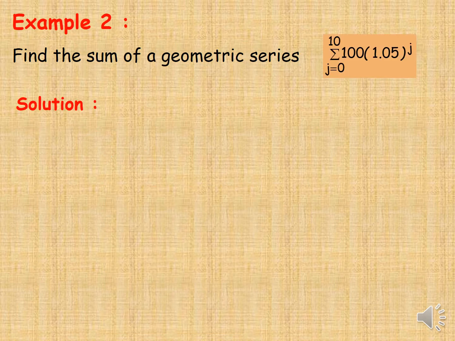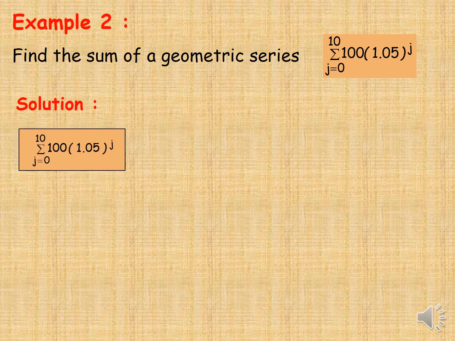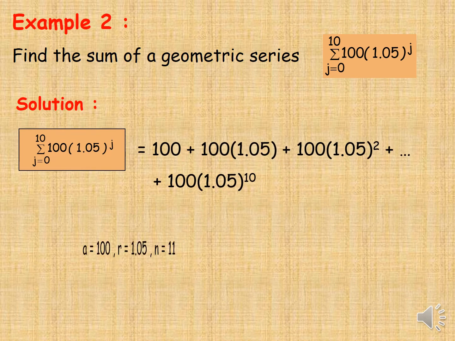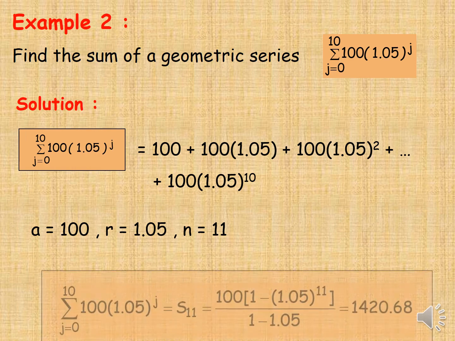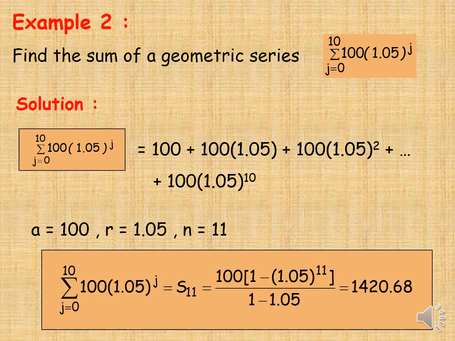Example 2. Find the sum of a geometric series, summation of 100 times 1.05 to the power of j from 0 to 10. Expand the summation into a series. We see here a is equal to 100, r is equal to 1.05 and n is equal to 11. Substitute all the values into S11 and the answer is 1420.68.